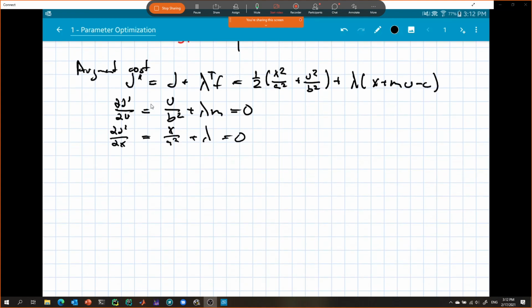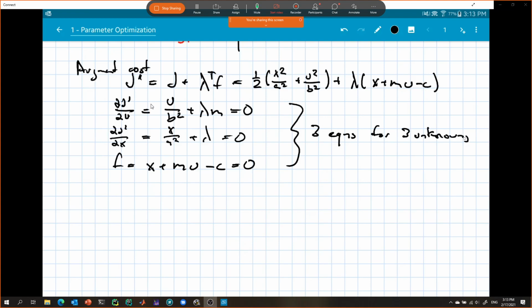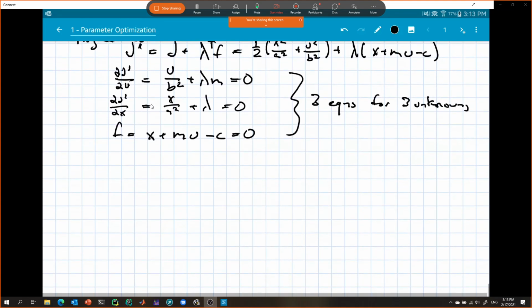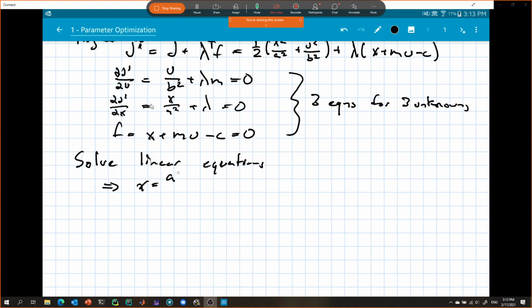Right? And then we have the final one, which is F is equal to X plus mu, and this is our constraint. So we have 3 equations for 3 unknowns. And then we basically just solve this. It's just solving a linear equation. Then we get X is equal to squared C.